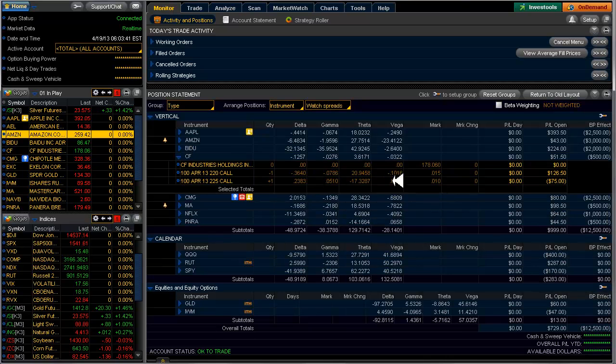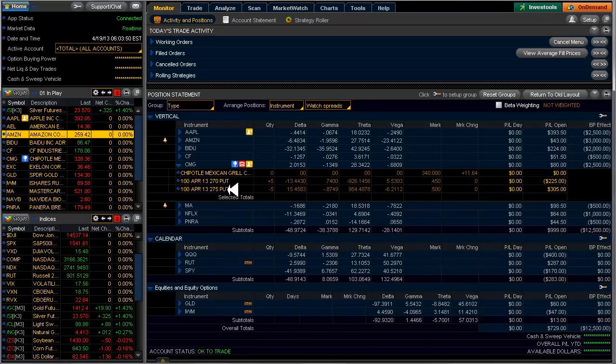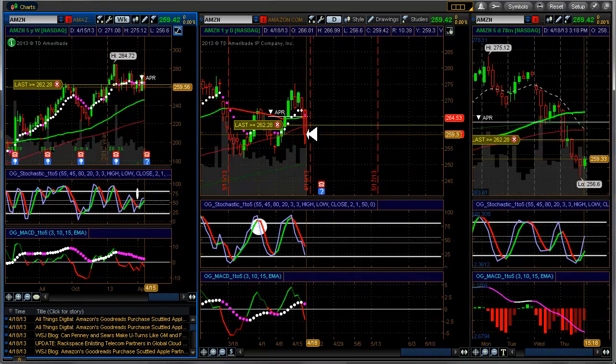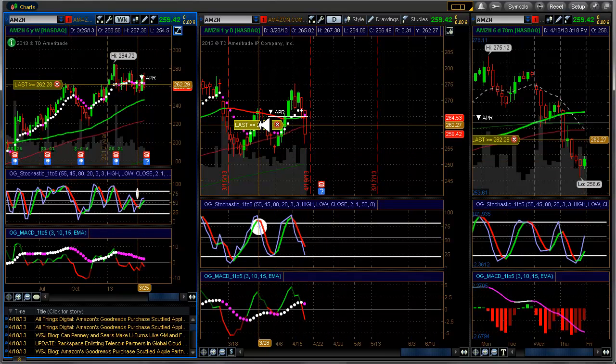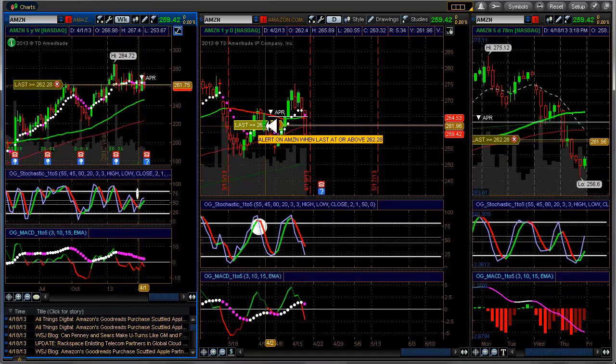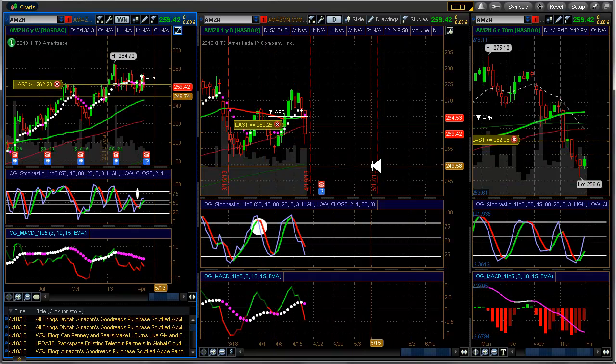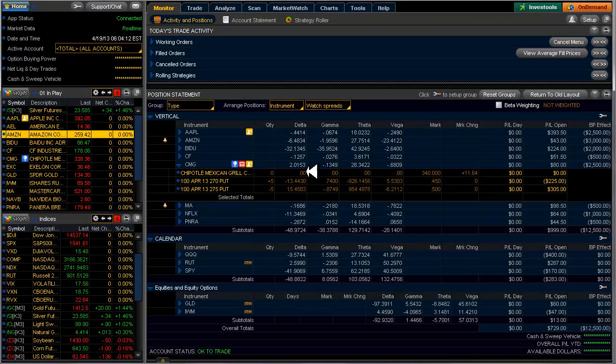CF Industries, we have a call. There's really no deltas on that one either, similar to Apple. Not worried about that one. Chipotle, we have 2 deltas on that, so we'll take a look at that. We want it below here. We have an alert. Last is greater than or equal to, so we have an alert on that one already, just in case it makes a move against us this morning.